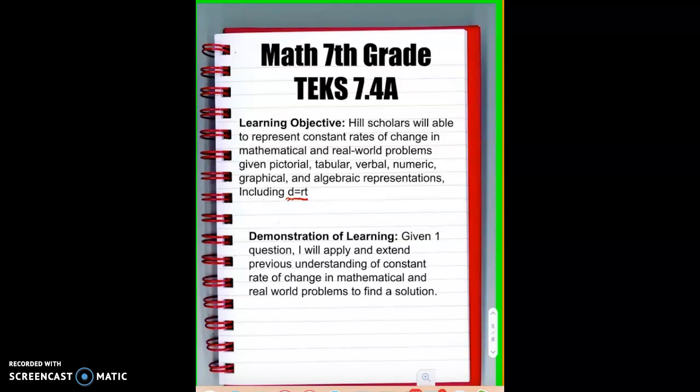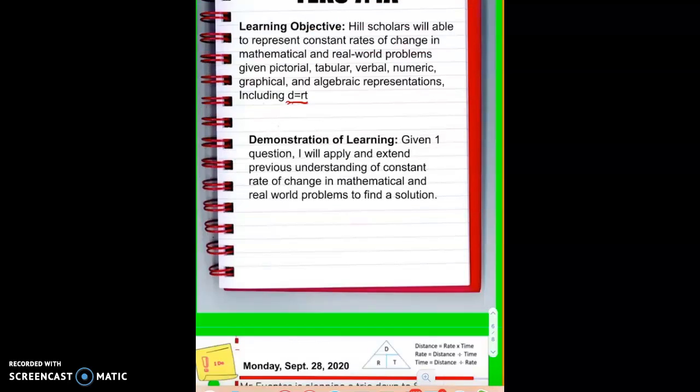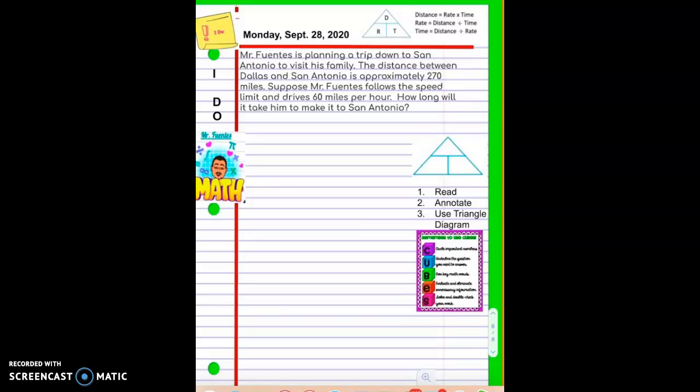Today's demonstration of learning, given one question, I will apply and extend previous understanding of constant rate of change in mathematical and real-world problems to find a solution. So, my first problem is that I'm planning to visit my family out in San Antonio. So I need some help figuring out how long it would take me to make it there, okay? So I know two of the variables for the formula, but I need to figure out the third one.